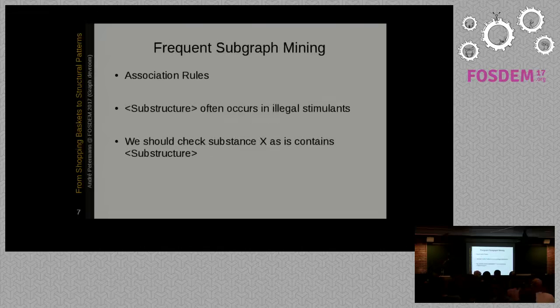For example, if we know that a substructure often occurs in illegal stimulants, and we have an unknown chemical substance which contains a substructure which is known to be often part of illegal stimulants, we can have a look at this substance to see if maybe it's a candidate for a new illegal stimulant. I don't know if this example makes sense, but I hope you got the idea.